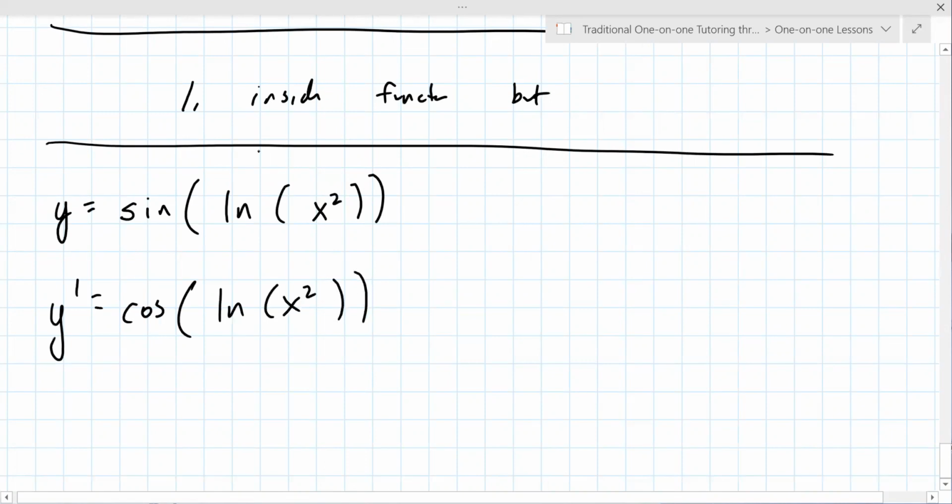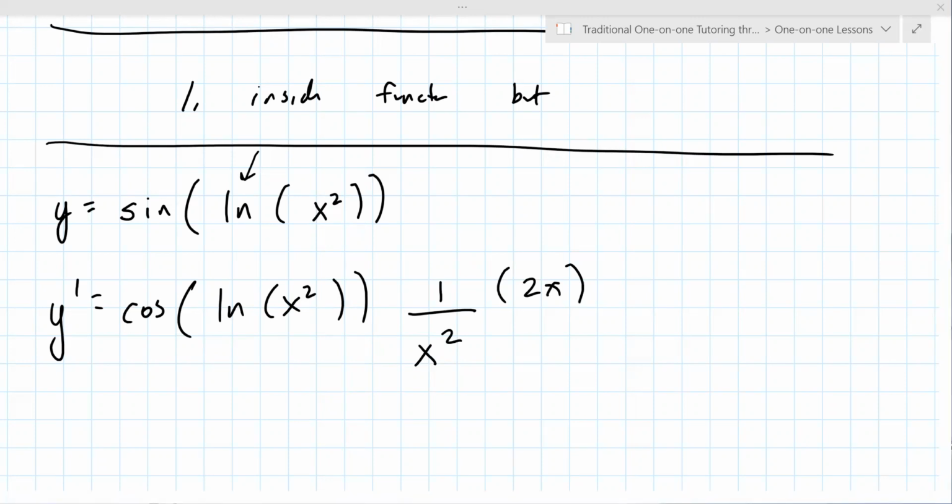Then you move to the next inside function. What's the derivative of natural log? It's 1 over whatever's inside, x squared. And what's the derivative of x squared? 2x. So do you see how 1 over x squared is the derivative of natural log of x squared, and 2x is the derivative of x squared? Yeah.